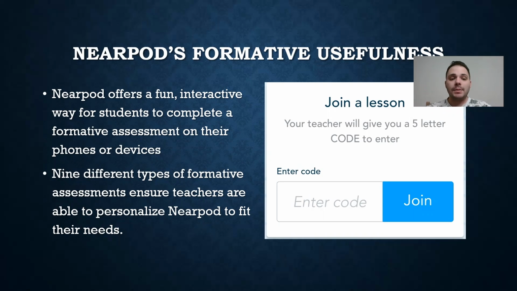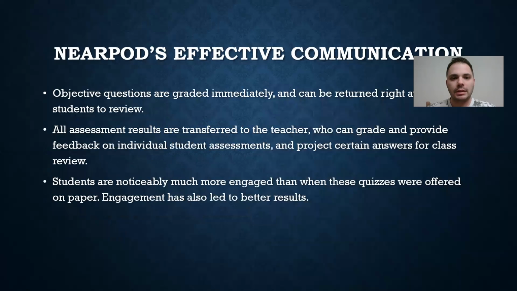There are 9 different types of formative assessments. I mentioned some of them earlier, but there are 9 different types to ensure that teachers are able to really personalize their Nearpod to fit exactly what they want. And again, those types here are drag and drop, draw it, open-ended questions, quizzes, polls, collaborative boards, fill in the blanks, matching, and time to climb. So there's some really interesting, unique, out-of-the-box thoughts here that can help make Nearpod a more effective formative assessment than some of the traditional forms that we've seen in the past.